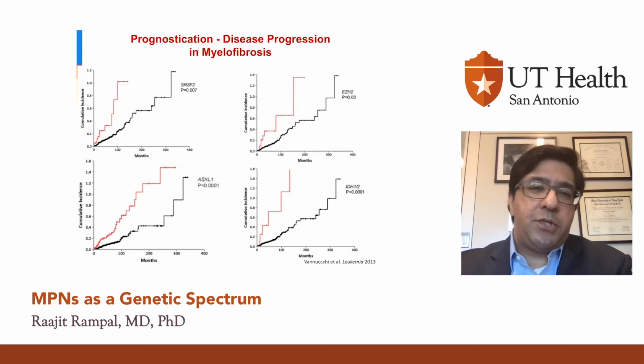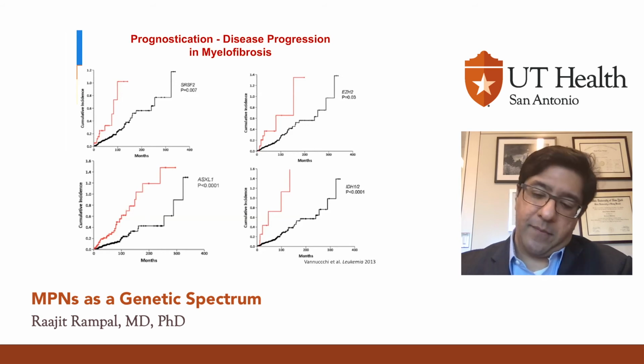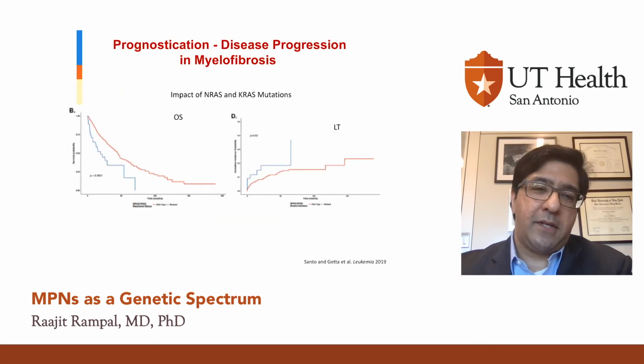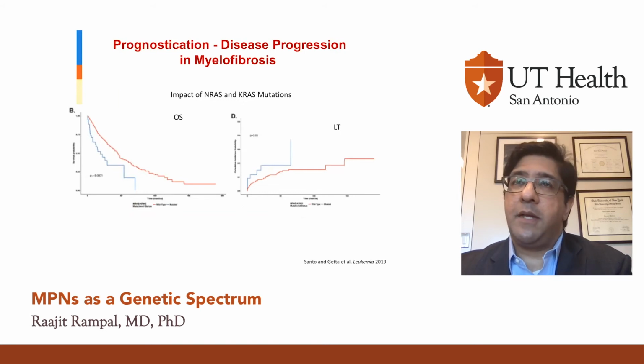Beyond the driver mutations, we've known for some time, of course, that the presence of other alleles such as SRSF2, EZH2, ASXL1, and IDH1 and 2 appear to increase the patient's risk of disease progression to leukemia. And this list, I think, is growing. More recently, NRAS and KRAS mutations have also been demonstrated to impact negatively patients' overall survival, as well as the risk of leukemic transformation.